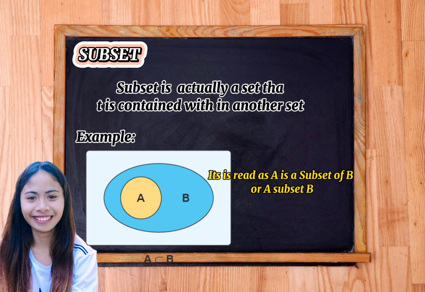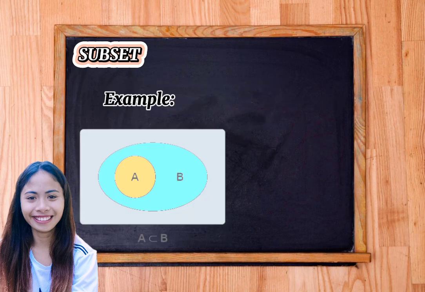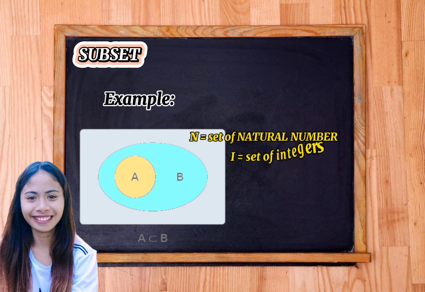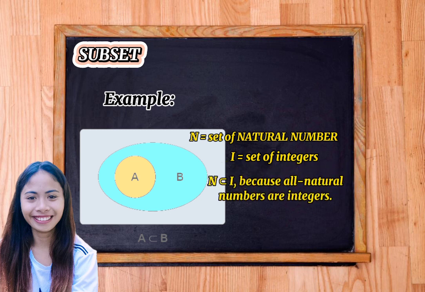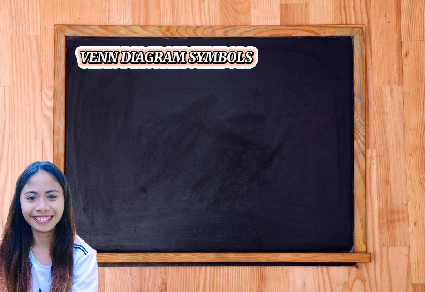Every set is a subset of itself: A ⊂ A. Here is another example of subsets. N is the set of natural numbers, I is the set of integers, and N ⊂ I because all natural numbers are integers. Venn diagram symbols. There are more than 30 Venn diagram symbols.